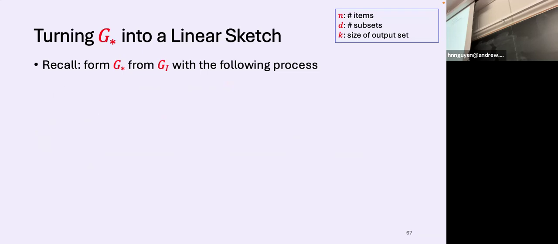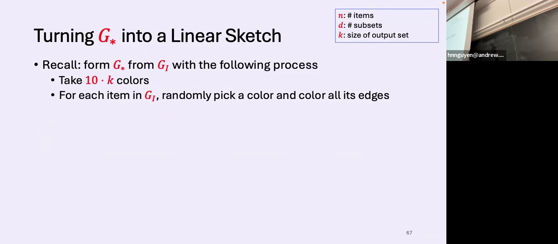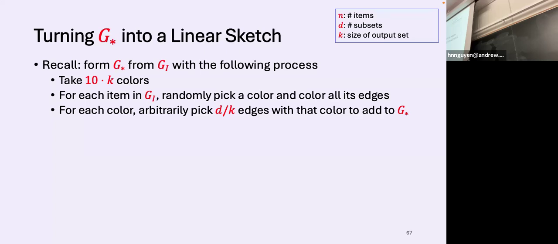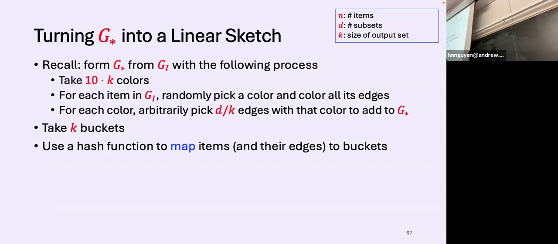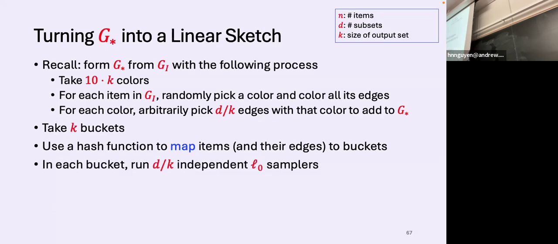Now, remember that we form G star from GI with the following process. We do this coloring thing. We pick each item and color all its edges. For each color, we pick D over K edges of that color. So what are we going to do in the sketch? We're going to take 10 times K buckets. My buckets are going to be my colors. I'm going to use a hash function to map items to buckets, but I'm not storing all the items explicitly, just this hash function. And in each bucket, I'm going to run D over K independent L0 samplers.